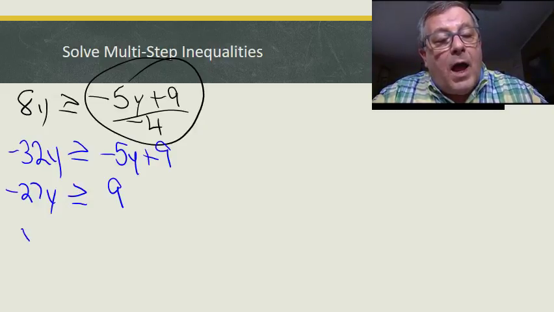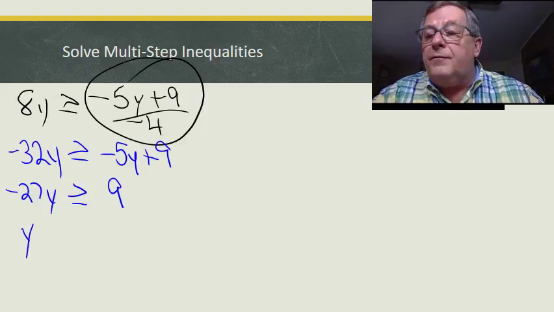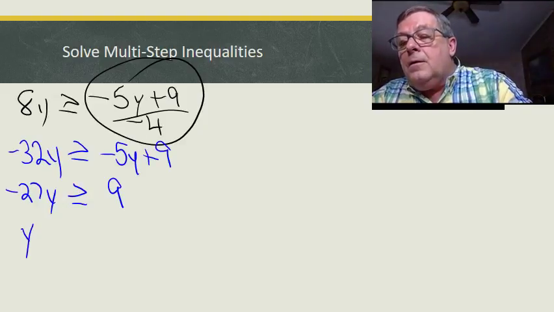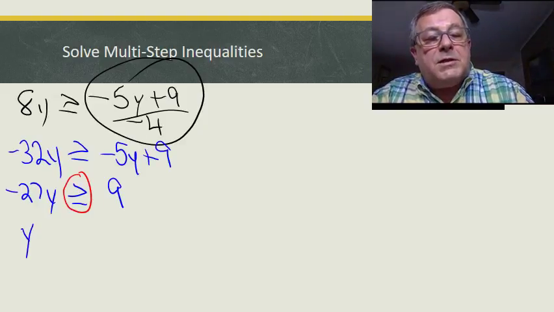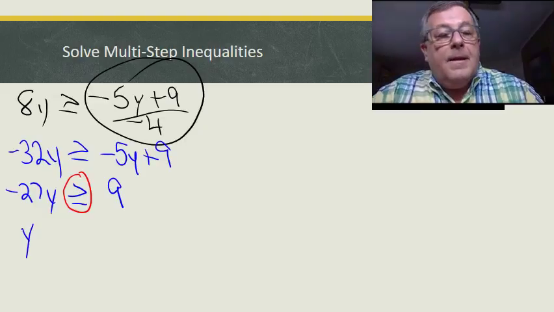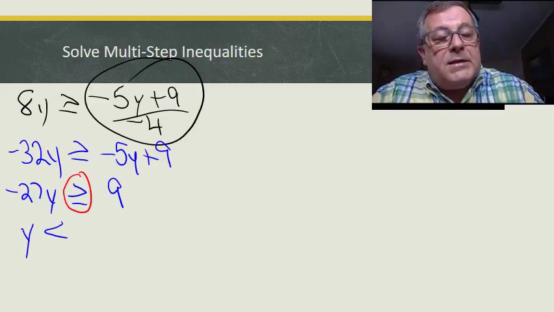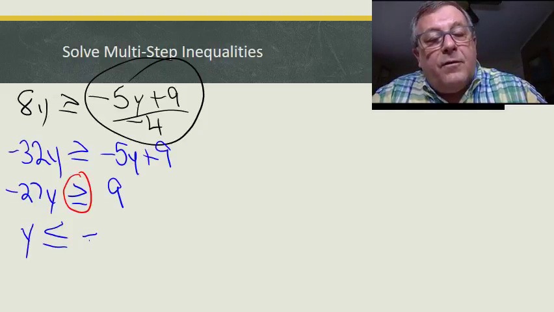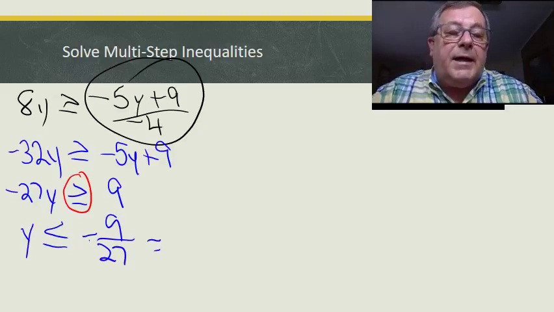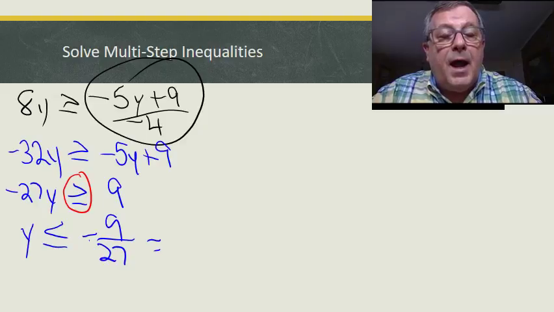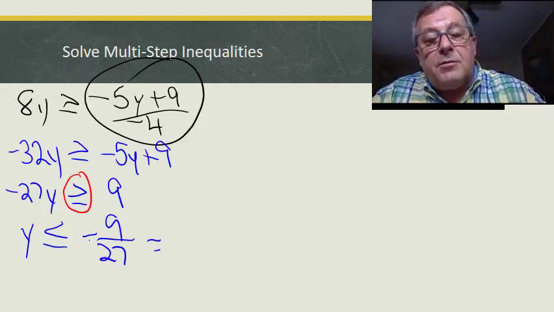And so I've got y. Now remember, I'm dividing by a negative, which means I'm going to have to reverse this inequality symbol. And so now it's going to be y is less than or equal to negative 9 over 27. And when I look at negative 9 over 27, I can see that both 9 and 27 are divisible by 9. So I'm going to reduce this down to negative 1/3.